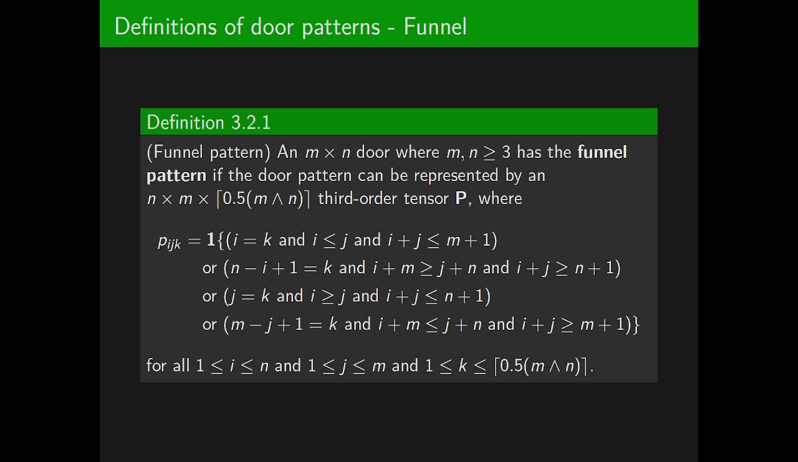I'm not going to read all of them out. It's too demanding. And then the bounds: i is in 1 and n inclusive, j is in 1 and m inclusive, k is in 1 and ceiling of 0.5 times the minimum of m and n inclusive.